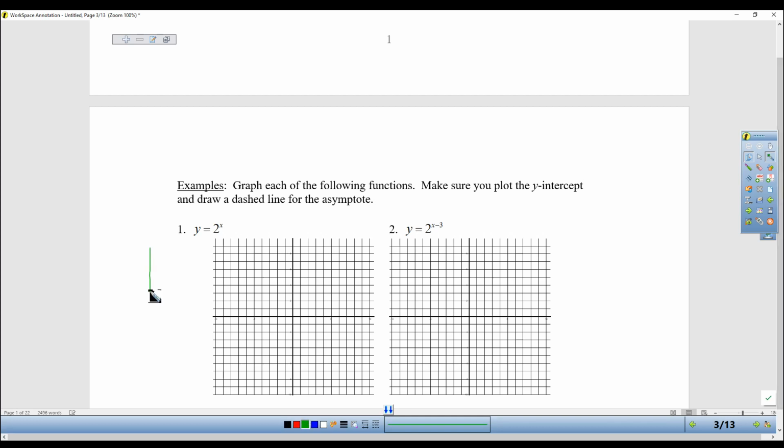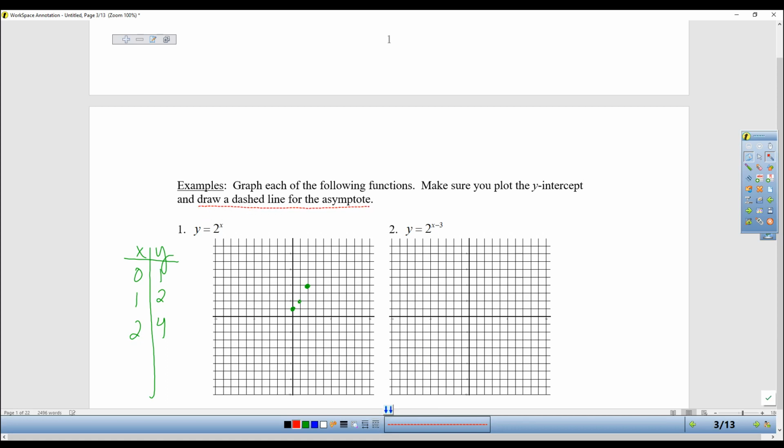So interestingly, we already did y is equal to 2 to the x briefly on the other page. So let's just plot a few basic points. Anything to the 0 power is 1, 2 to the 1 is 2, and 2 squared is 4. So (0, 1), (1, 2), (2, 4). The key to graphing these is knowing where the asymptote is.